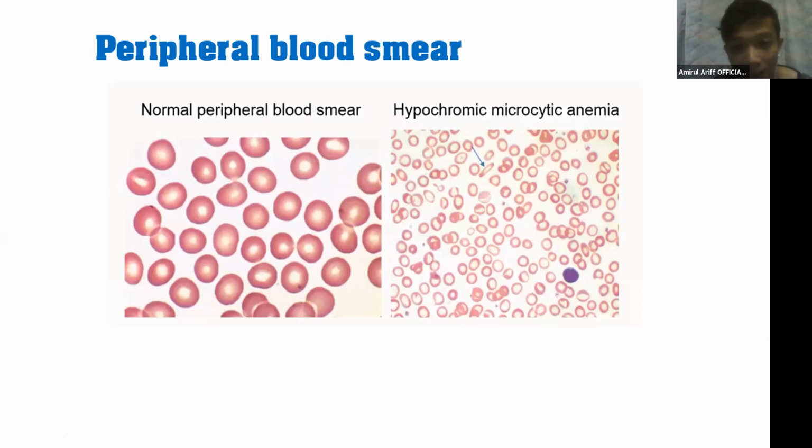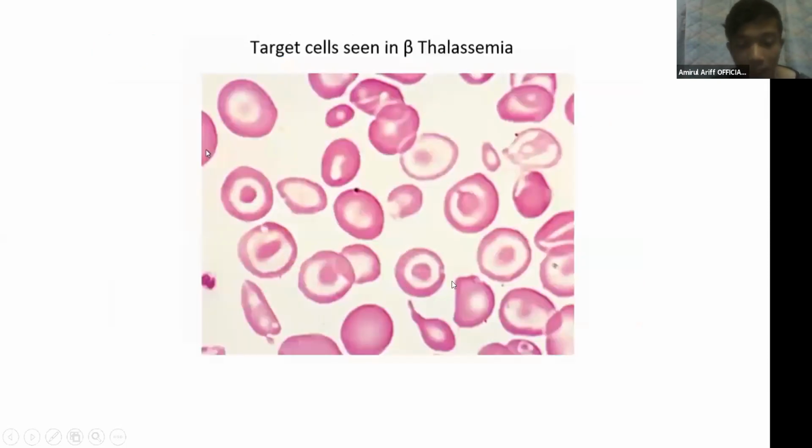As you can see with this arrow, this is a pencil-shaped RBC, so this is in thalassemia. Compared to IDA, both of these are hypochromic microcytic anemia. But in beta thalassemia, they have this characteristic target cell, which is an abnormal shape due to the abnormal hemoglobin in thalassemia. They also have teardrop cells in thalassemia.